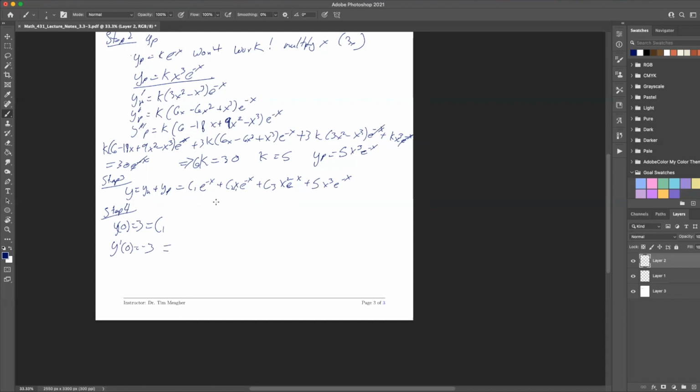All right, so what's y prime here? If I take the derivative of this, I just get c1. The derivative of this gives me c2 e to the minus x plus x, and it doesn't matter from there. In fact, everything else dies, because everything else will have at least one x in it, and if it has an x in it, it's going to go to 0. So everything else disappears. In the end, this is just c1 plus c2.